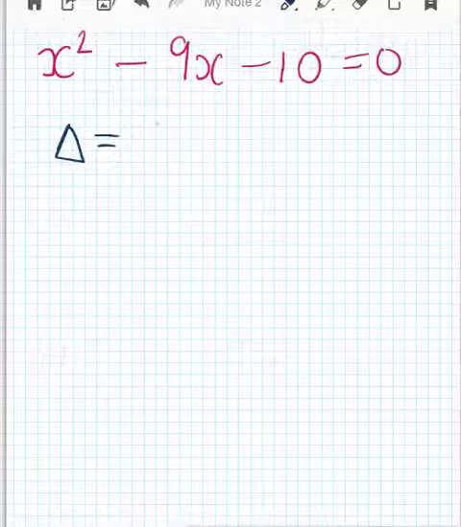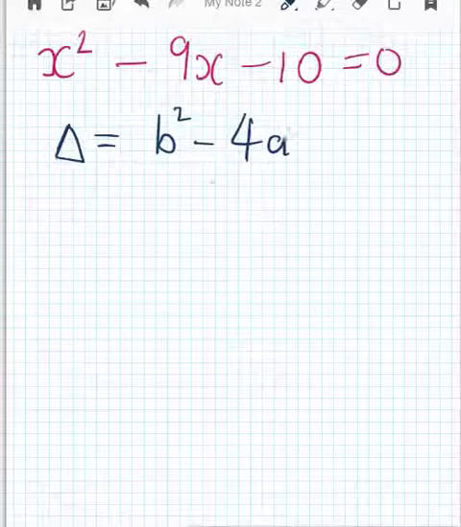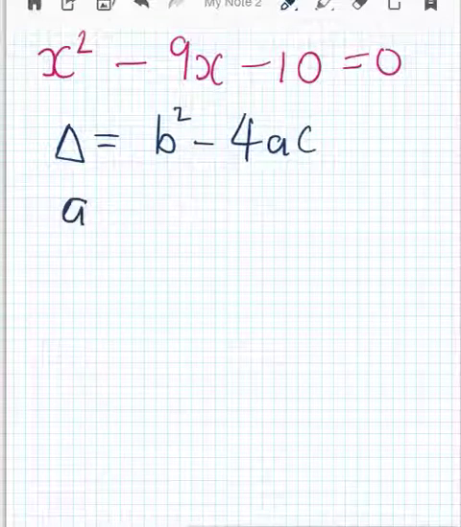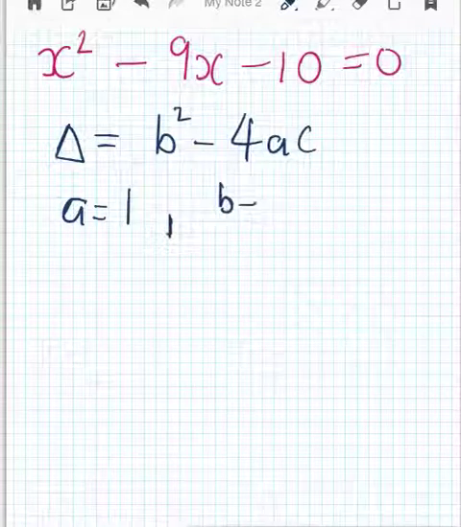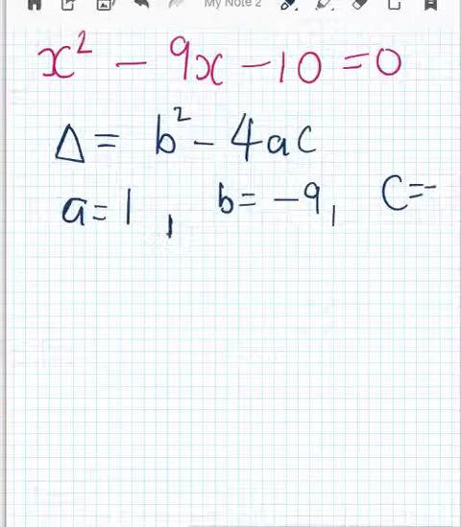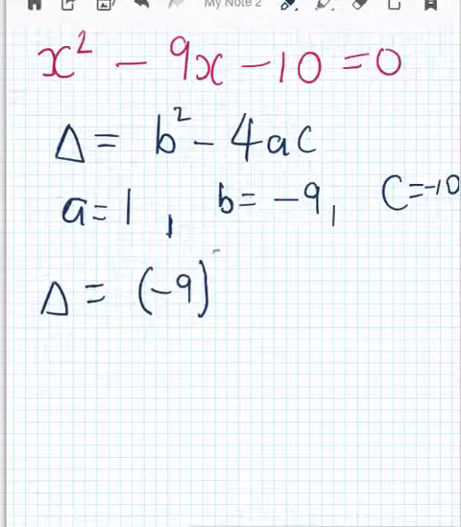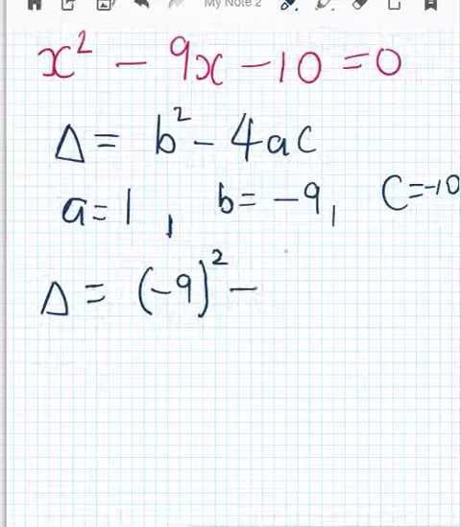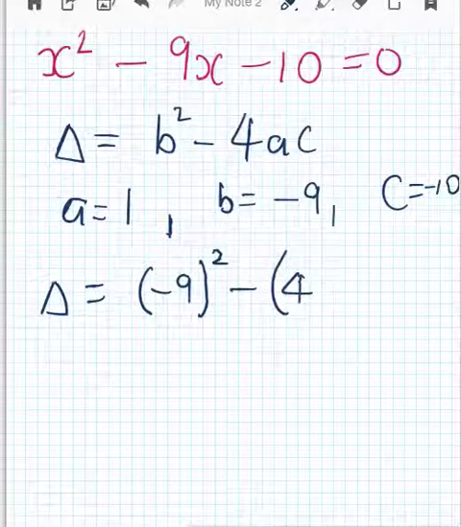So discriminant is equal to b squared minus 4ac. Okay, a is equal to a positive 1, the coefficient of x squared. B is equal to negative 9, and c is equal to negative 10. Okay, let's substitute it into the discriminant. So we've got b, which is negative 9 squared, make sure you use brackets, minus, and then we've got 4 times a, which is 1, times c, which is negative 10.